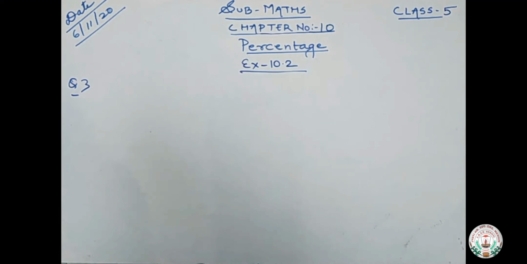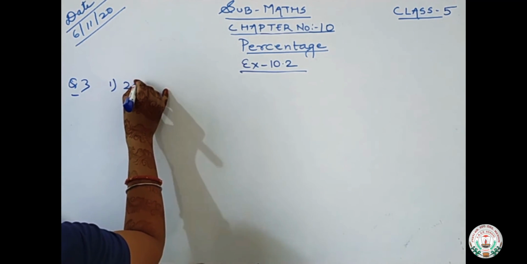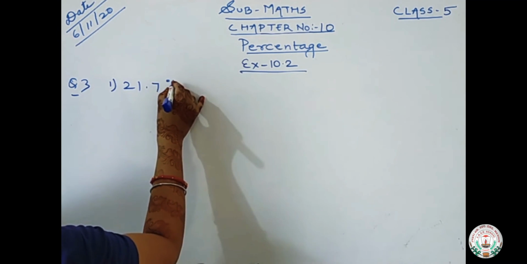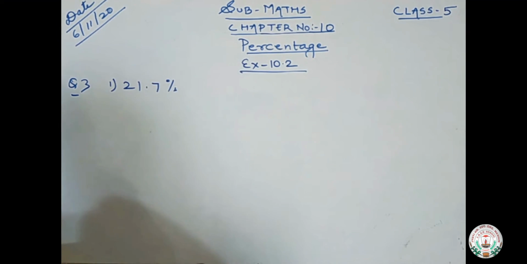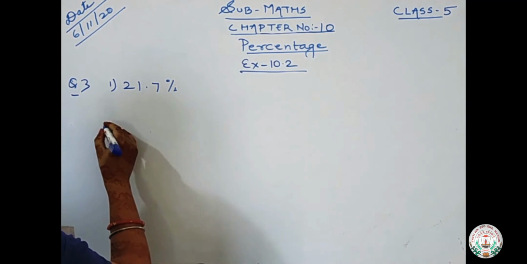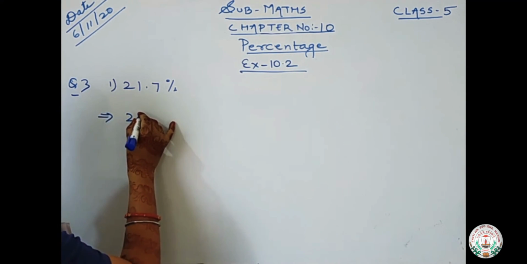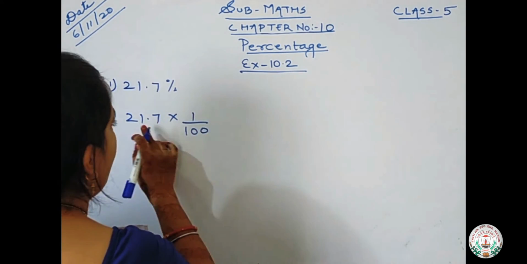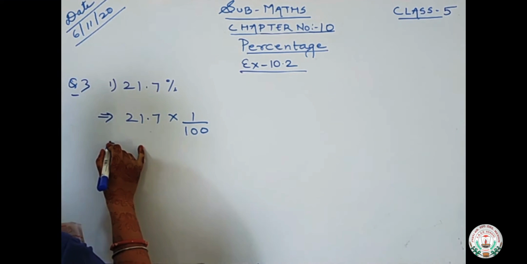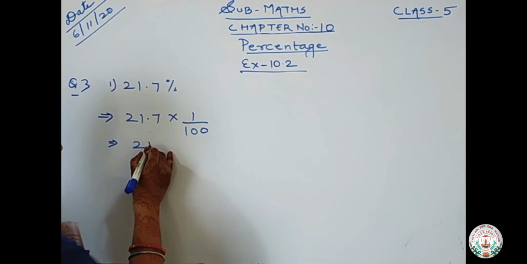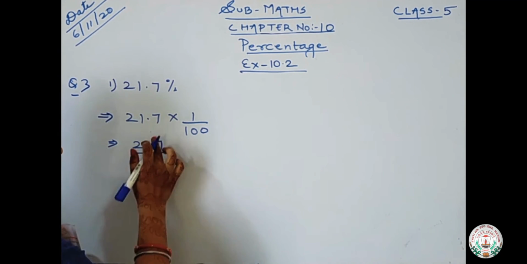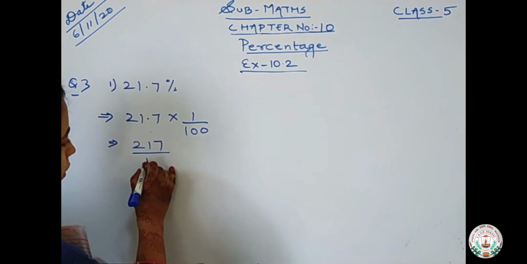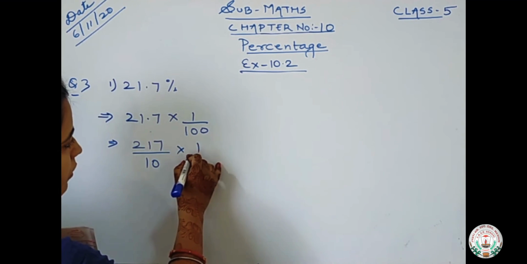Okay. So number 1 is 21.7%. So first, in place of percentage we will write 1 upon 100. Now we will remove the decimal. For removing the decimal, one place of decimal is here, so we will put 10 here.